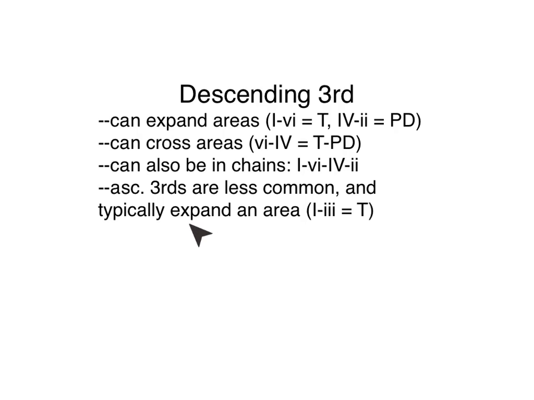The ascending third is much less common, and it typically expands in area, as for example, a 1 to a 3 can expand the tonic area.